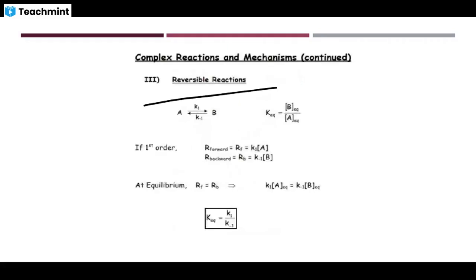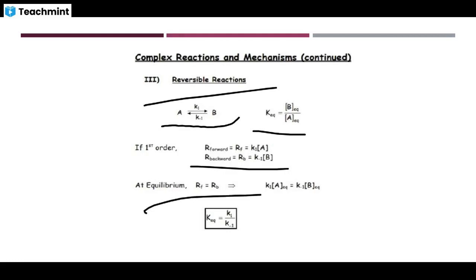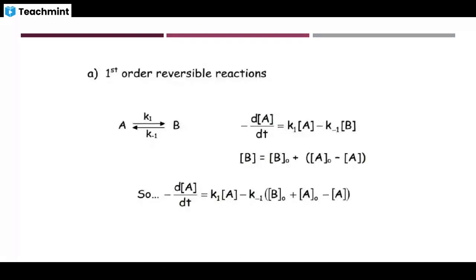Reversible reaction: A gives B with K1 and B gives A with K minus 1. The equilibrium constant K equals B equilibrium divided by A equilibrium. If first order, the rate of forward reaction RF equals K1A, and the rate of backward reaction RB equals K minus 1B. At equilibrium, the two rates are equal, so K1A equilibrium equals K minus 1B equilibrium. Then K equilibrium equals K1 divided by K minus 1. This is the first order reversible reaction.